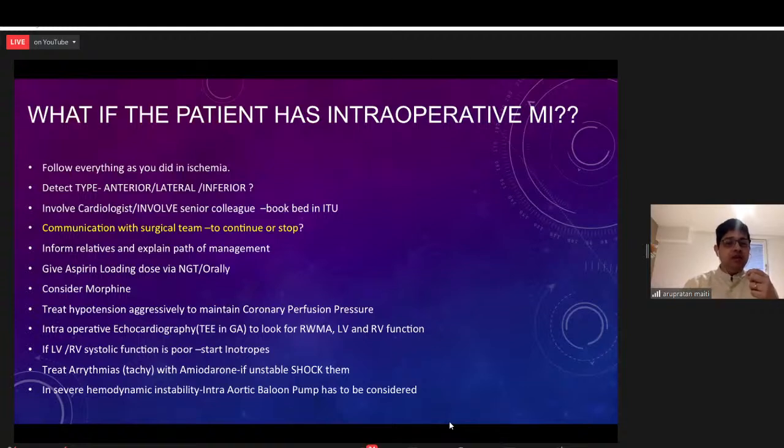If the LV or RV systolic function is bad, start inotropes, putting in a central line. Treat any arrhythmias, any tachyarrhythmia, atrial fibrillation, ventricular tachycardia, VPCs with amiodarone, and correct your electrolytes, potassium and magnesium. If they are unstable with arrhythmias, give them a shock. In severe hemodynamic instability, an intra-aortic balloon pump has to be considered.